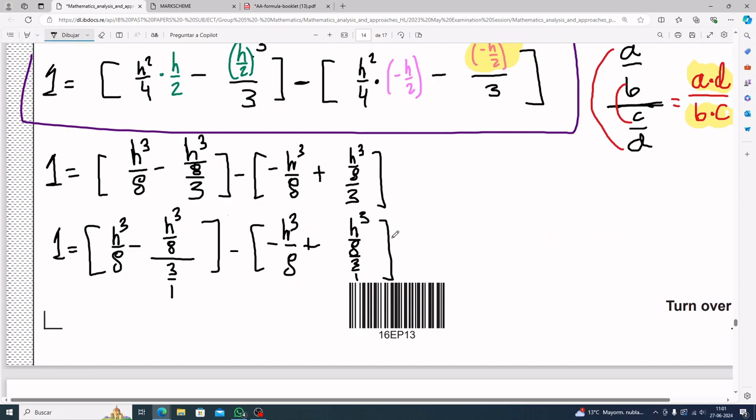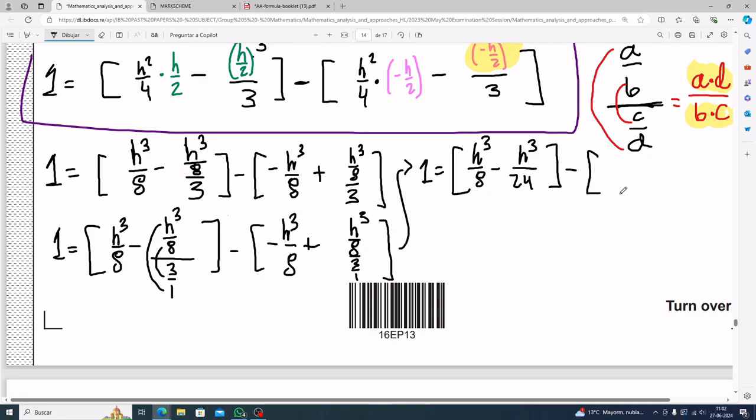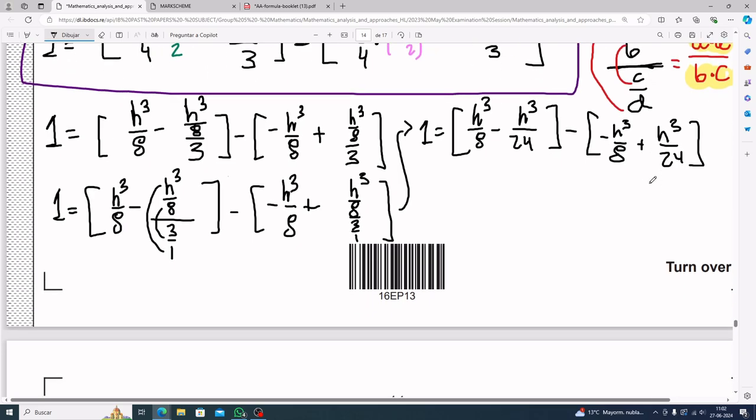So now, we end up with 1 equals h cubed divided by 8 minus, well, this guy times this guy, so it's just going to be h cubed divided by 8 times 3, 24. Minus my other parentheses, which is negative h cubed divided by 8 plus, well, it's really the same thing, right? So plus h cubed divided by 24. And so from here, you can start combining the fractions right away.